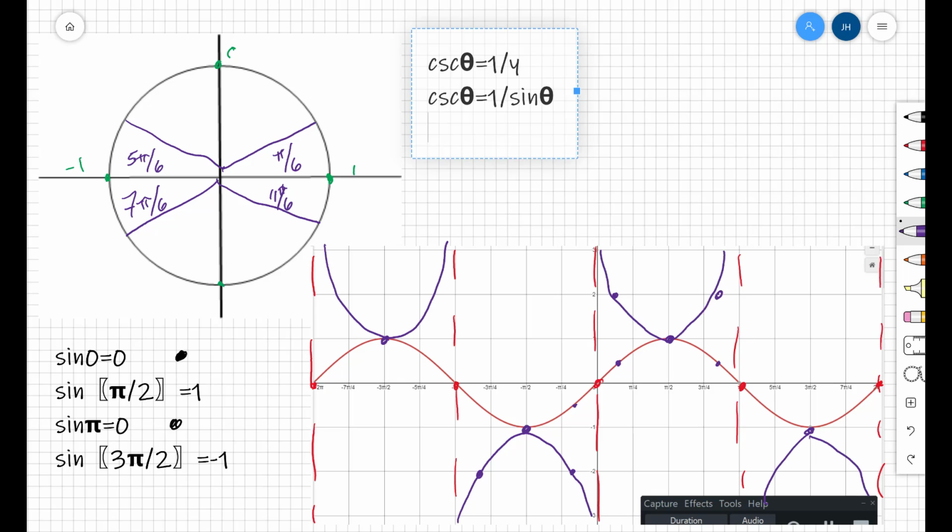Again, the key points to look for: where is cosecant the same as sine? That would be at the pi over 2's, negative 3 pi over 2, pi over 2, negative pi over 2, 3 pi over 2, so forth. And where is cosecant undefined? That would be anywhere that sine is 0, and that's going to be your multiples of pi.